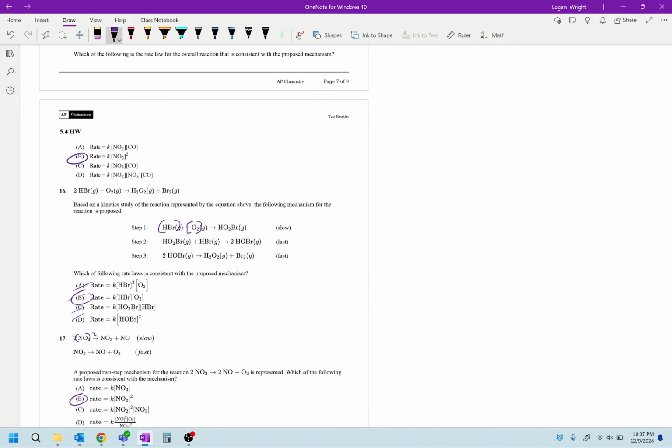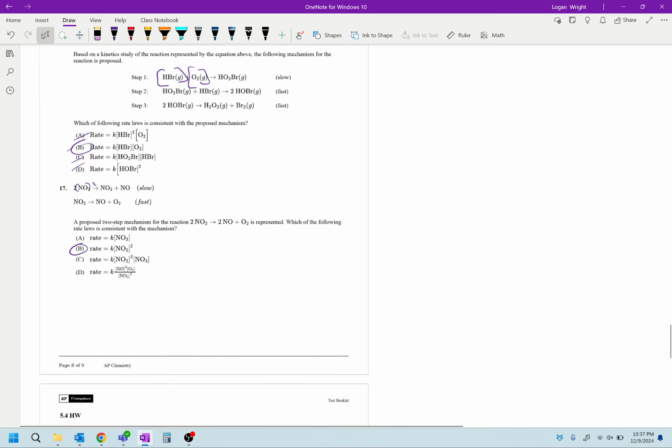16. Here's a reaction based on kinetics. Here's a proposed mechanism. Which one is consistent? So I just look at the slow step. I have an HBr that will affect it and an O2 that will affect it. Answer choice B is the only one that only includes those 2 reactants. Same thing with number 17. I have NO2, but there are 2 of them, so it needs to be squared. Points us to answer choice B.